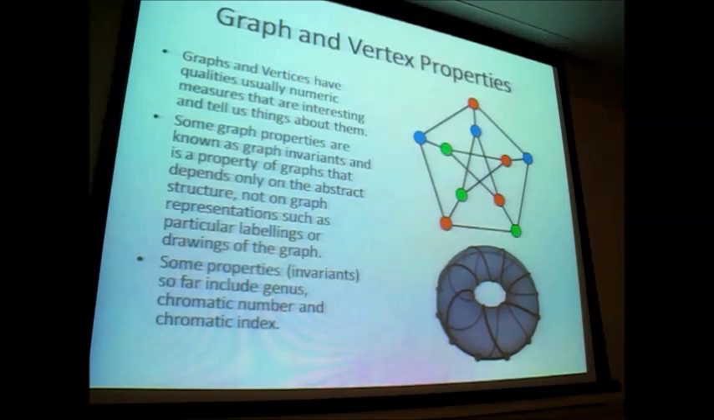So anyway, what we've looked at so far are a few properties of graphs, things like genus, chromatic number, and chromatic index, which are sometimes called invariants because they won't change no matter how you draw the graph.